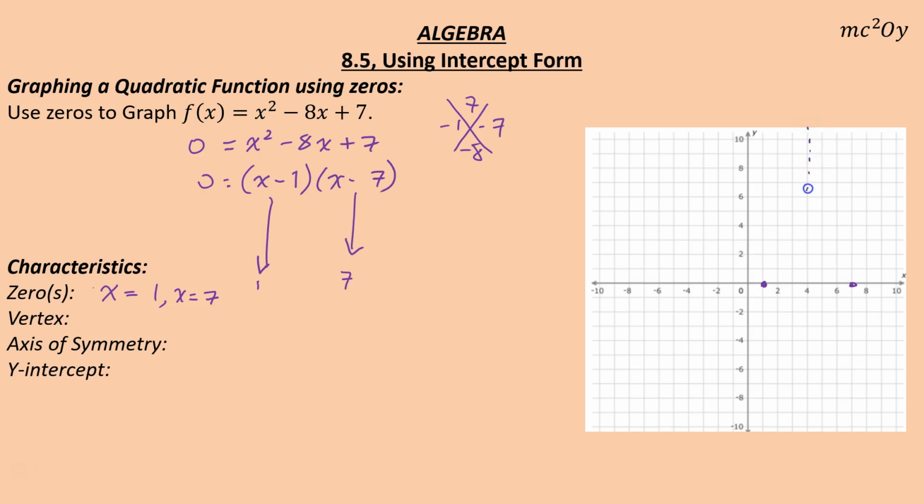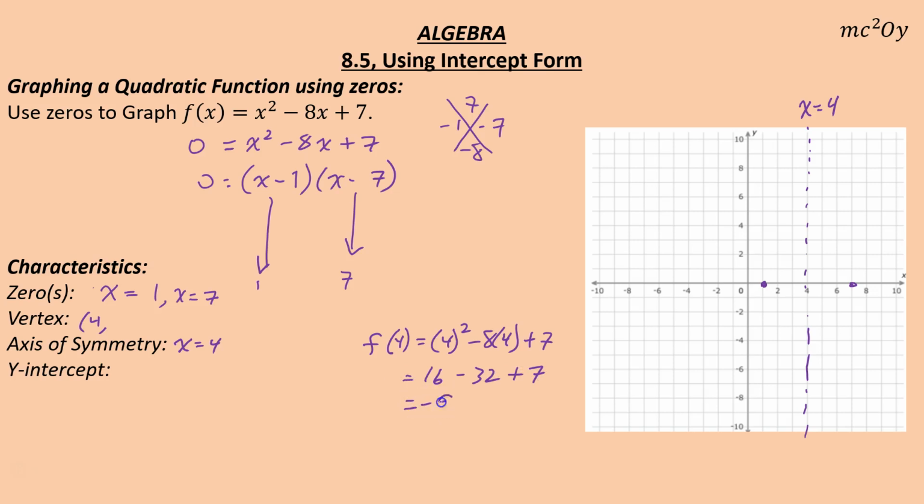The axis of symmetry is halfway in between. So we get x equals 4. The vertex then is at 4. Well, we substitute 4 in, so we do f of 4. 4 squared minus 8 times 4 plus 7. That's 16 minus 32 plus 7, which is negative 9.